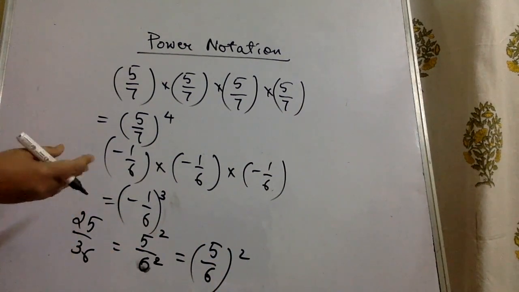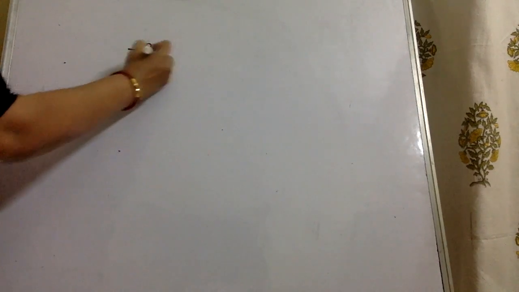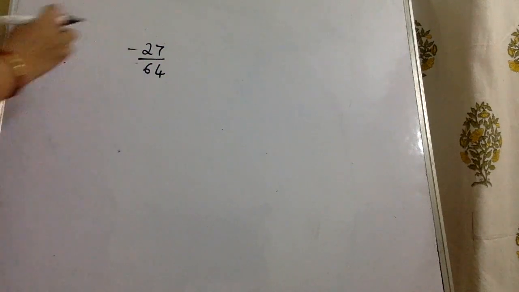So this is a power notation for this fraction. Let me take another one which will be a negative one. Now we shall be taking a negative fraction, and then we'll be writing it as a power notation. So let us see. The number that I was talking about is minus 27 by 64. Okay, it is negative, and it's a fraction.